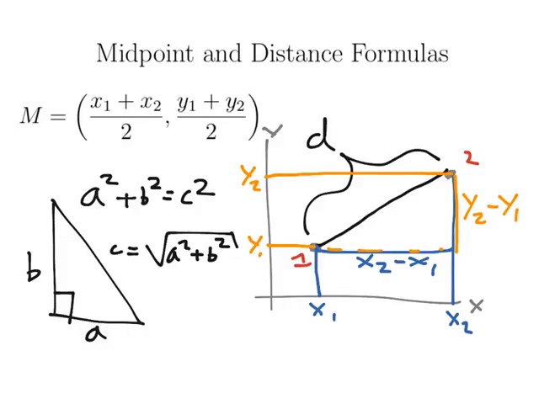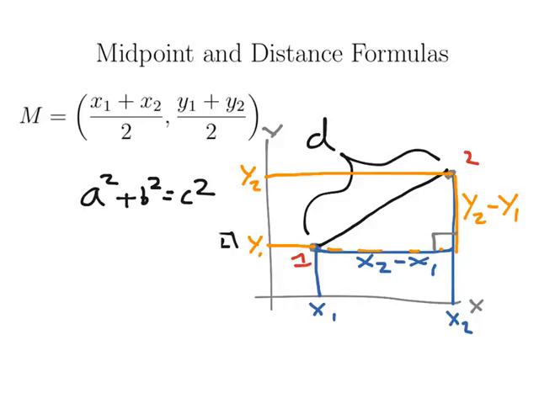So this is a right angle. We know that because we define x and y to always be perpendicular to each other. That's how we draw our graphs. And now, using the Pythagorean Theorem, we can find out what d, the distance between the 2 points, is.